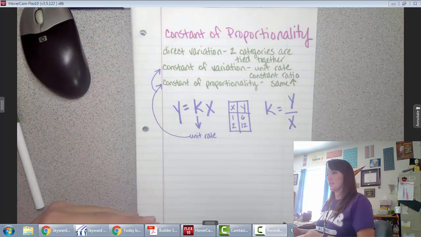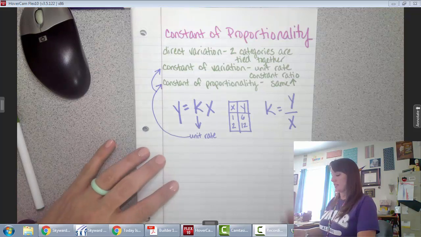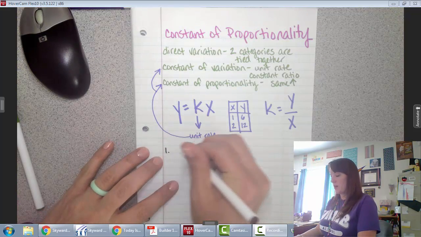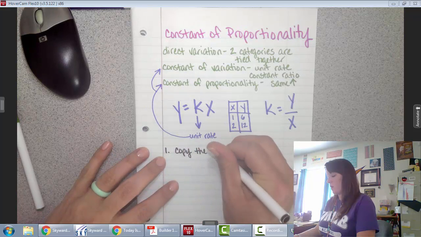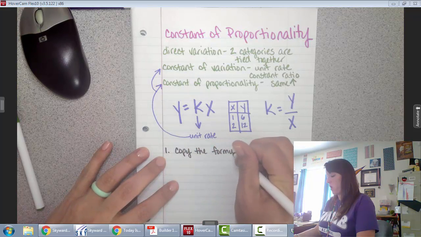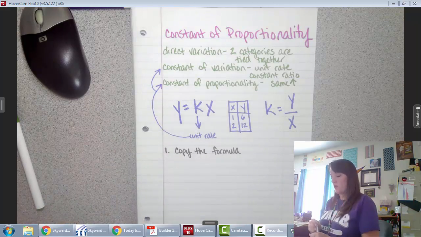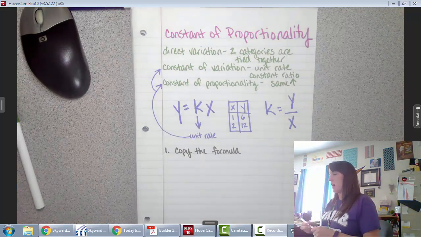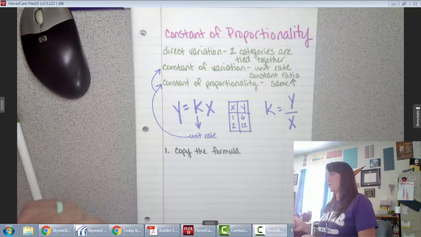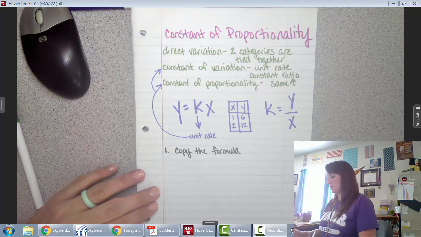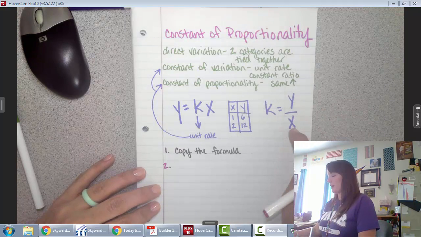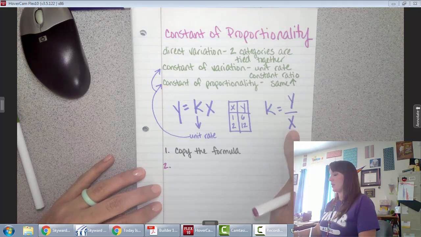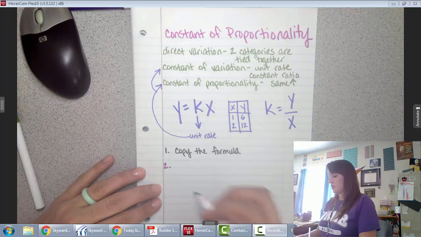So to do this lesson, and this is why we're going to wait to do more of it together tomorrow. Step 1, I want you to copy the formula. Anytime you use a formula, I always want you to copy it down first so that you don't accidentally write the wrong one. So I would always want you to put K equals y over x so that you don't accidentally put x over y.